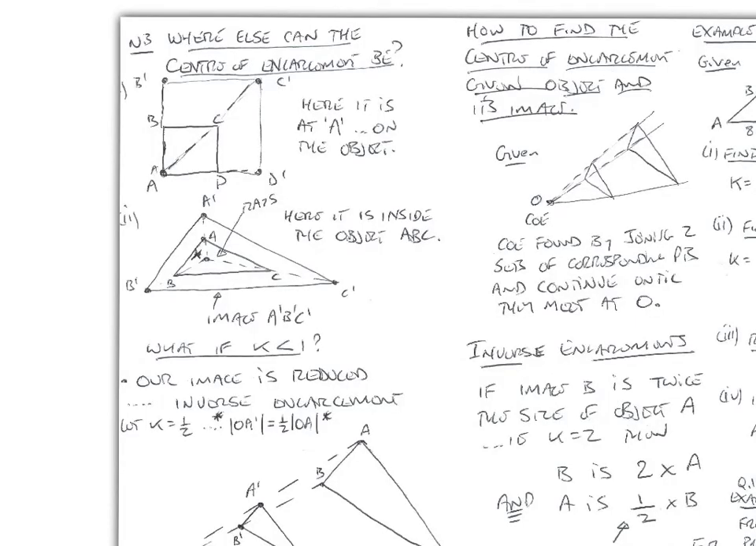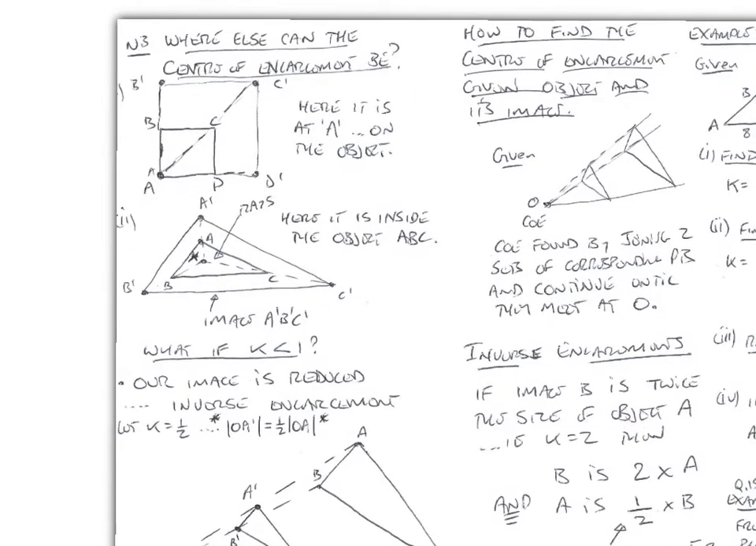So just to remind ourselves, where else can the centre of enlargement be? Because in the other example we placed the centre of enlargement to the left of the object. Well, the centre of enlargement can also be on the vertex of the object. So here it's at A on the object. The centre of enlargement can also be inside the object's triangle ABC at this point X, and we can see that the image is outside of the object because we measured from here to here, and then multiplied that by whatever the scale factor was to get the image A prime, and same for B, B prime, and C, C prime.